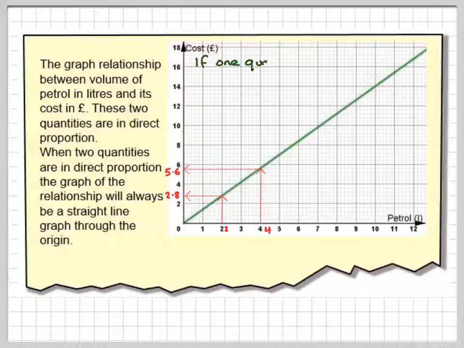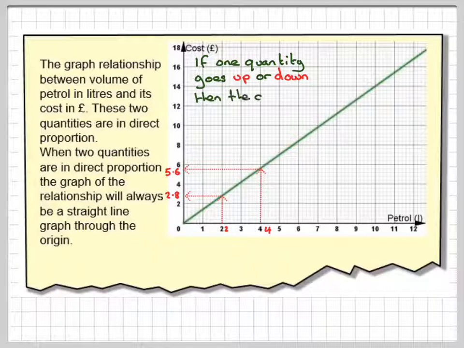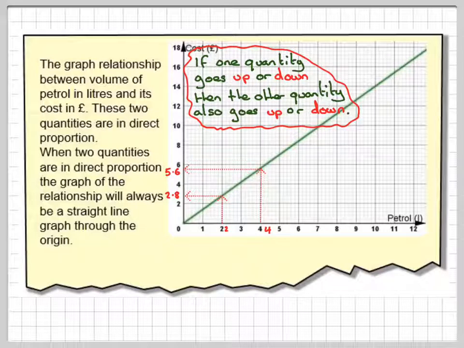So if one quantity goes up or down, then the other quantity will also go up or down. So if one goes up, the other goes up. If one goes down, the other will go down.